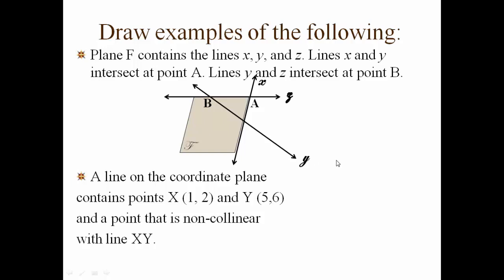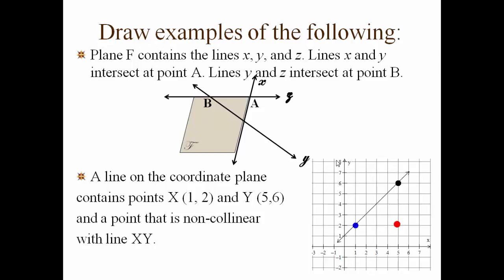A line on the coordinate plane contains the points X, which is (1, 2), and Y, which is (5, 6), and a point that is non-collinear with the line XY. So first what I did was draw a coordinate plane, then I made my points X and Y, and I drew a line going through them. Now all you need to do is draw any point on the graph that is not on this line right here. And there's your answer. Remember, your answers may be different from mine.